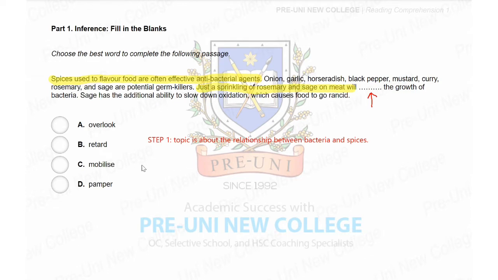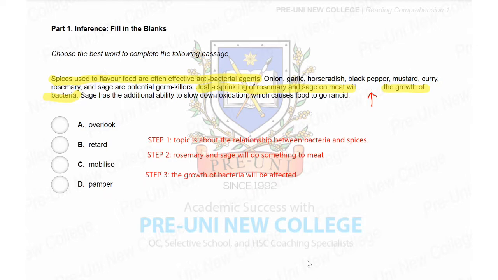So we are told in step number 2 that rosemary and sage will do something to the meat. And then right after the blank is where it says the growth of bacteria. So we can tell in step number 3 that the growth of bacteria will be affected. So from what we've learned from the question, we can tell that rosemary and sage is probably going to do its antibacterial properties on the meat, which causes the growth of bacteria to be affected. And we can tell it's actually going to be stopped or reduced in some way due to the antibacterial nature.